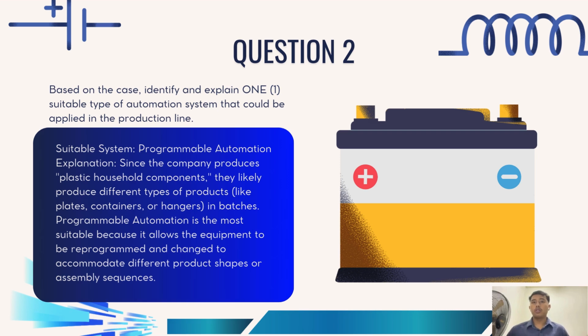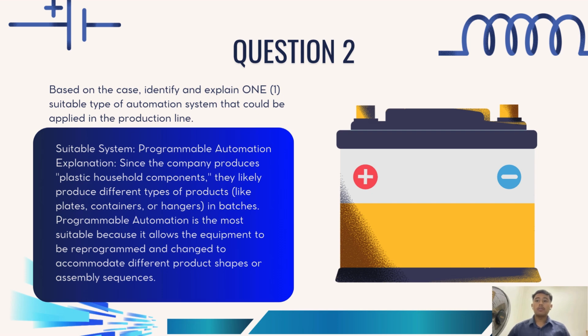In question 2, based on the case, identify and explain one suitable type of automation system that could be applied in the production line. Based on the case, I think the suitable system that could be applied in the production line is programmable automation. Since the company produces plastic household components, they likely produce different types of products, for example, hangers, containers, or plates in batches.